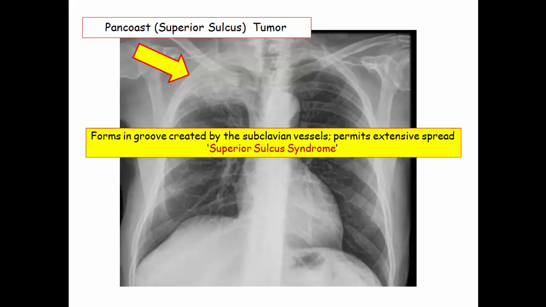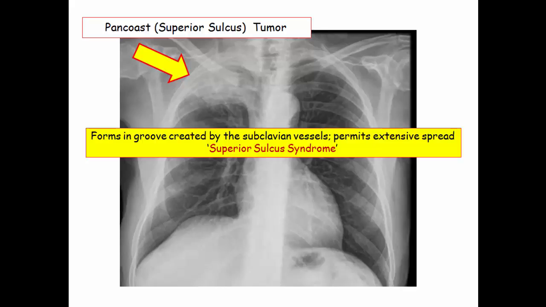So the other name is superior sulcus syndrome, and that is descriptive. The tumor sits in the sulcus formed adjacent to the subclavian vessels. The superior margin is limited by the first rib, creating a crowded space and thereby potential for lots of mischief.